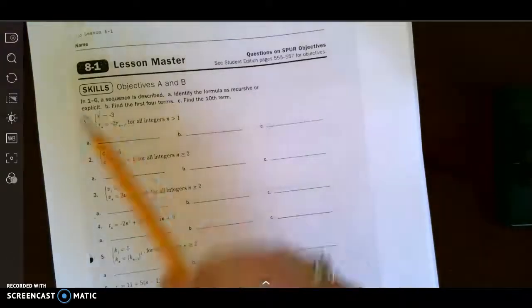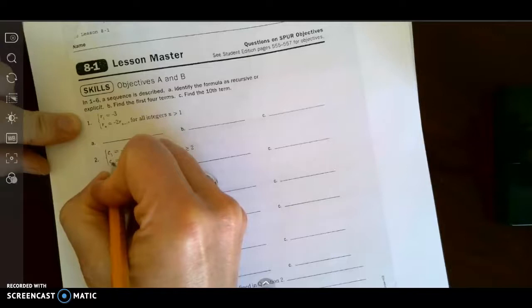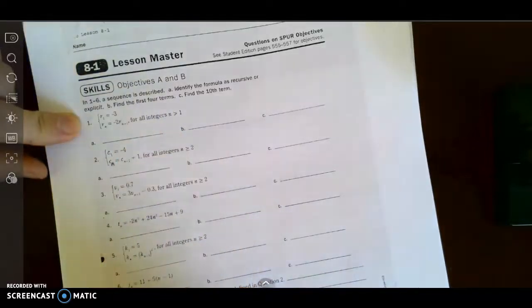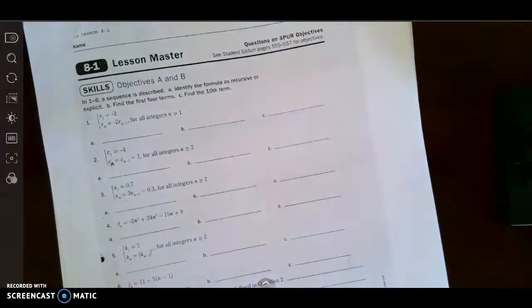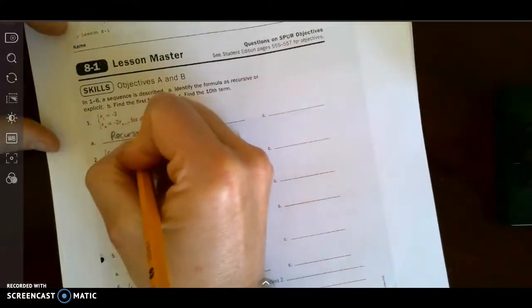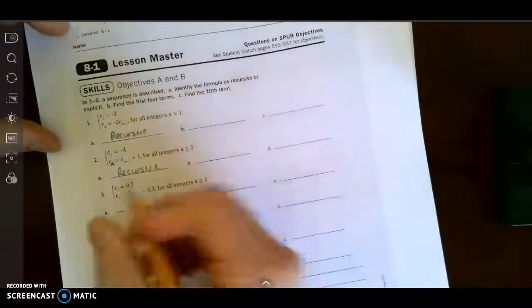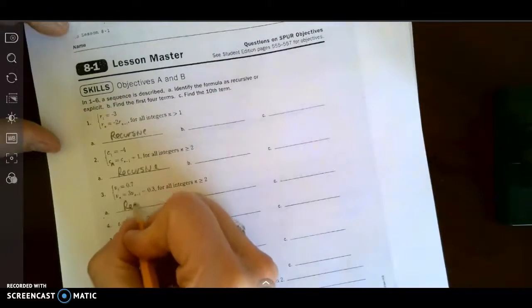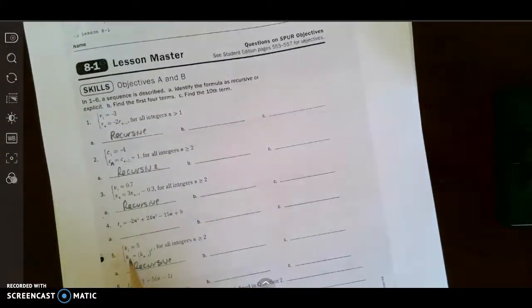Whenever it's 2 parts like this, like first term and nth term, first term, this really should say n. I don't know why they keep doing that. When it's written like that in 2 parts, we know that it has to be recursive. So when I look at these, I know this is recursive. This is written in 2 parts. This must be recursive. This one as well. And this one. Because it's written in 2 parts: first term and the nth term.